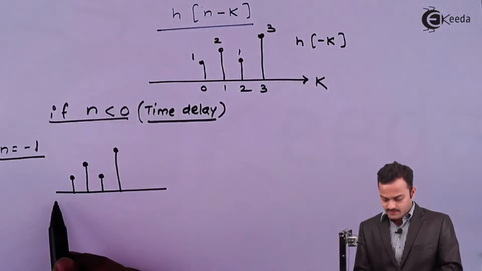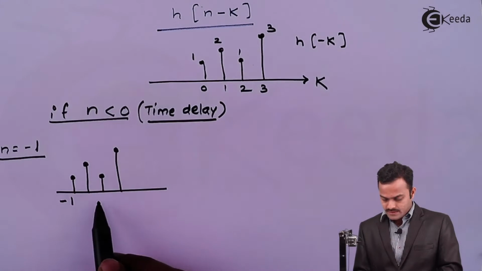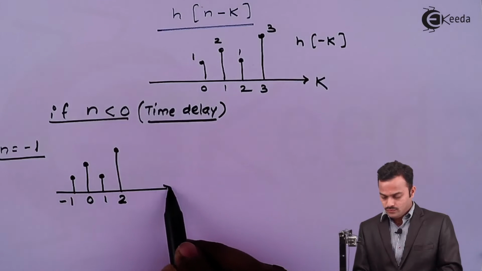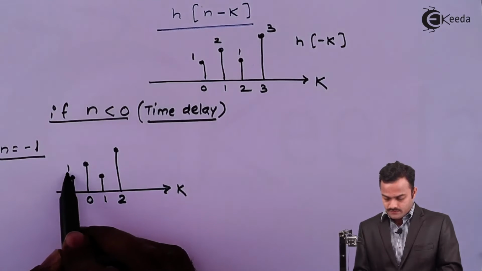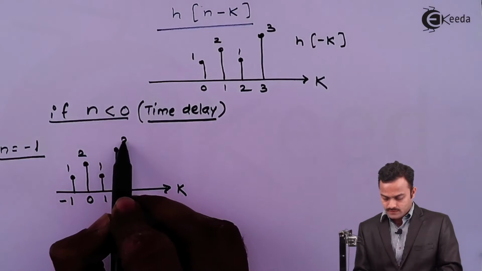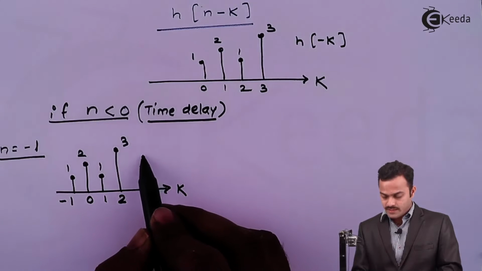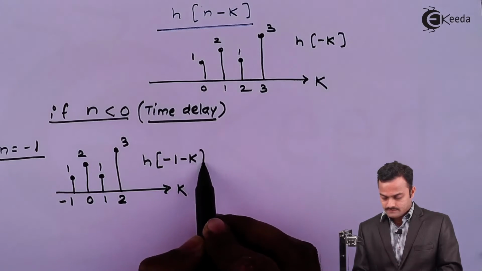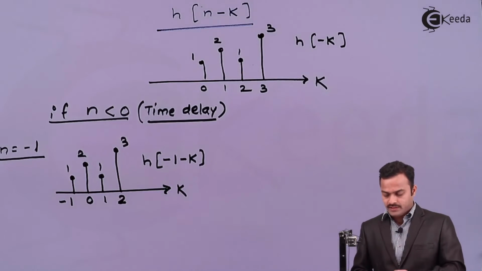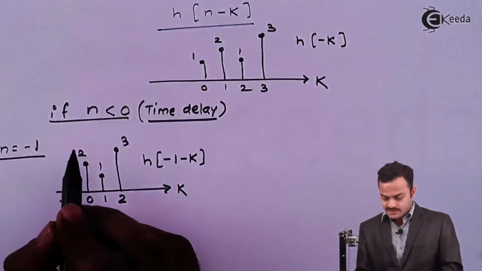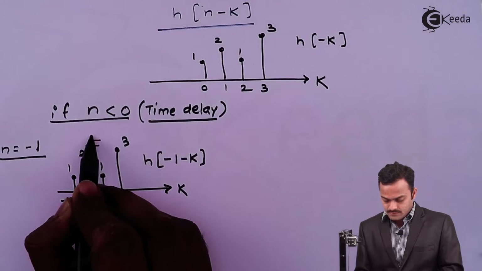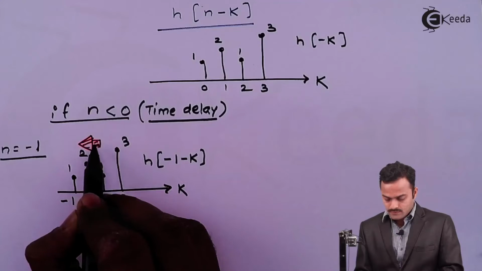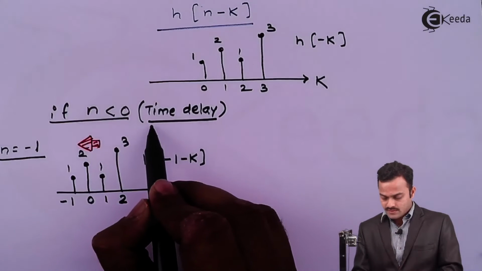It will start from minus 1, 0, 1 and end on 2. So I will get the values 1, 2, 1, 3, and this sequence will be h of minus 1 minus k. So what we have done here is that this h of minus k is shifted to this side by 1, which we call time delay.